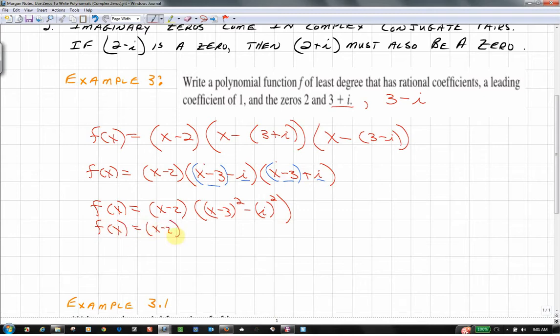x minus 3 squared is x squared minus 6x plus 9. i squared is a negative 1, but then that's subtracted, so I'm going to have a plus 1 there. Simplifying, I have x minus 2 times x squared minus 6x plus 10.